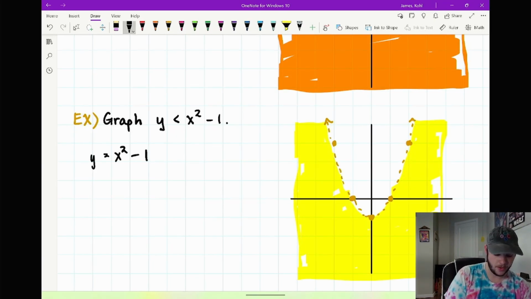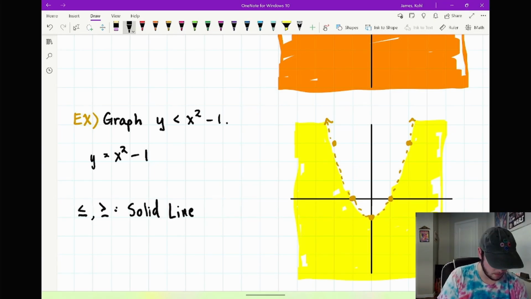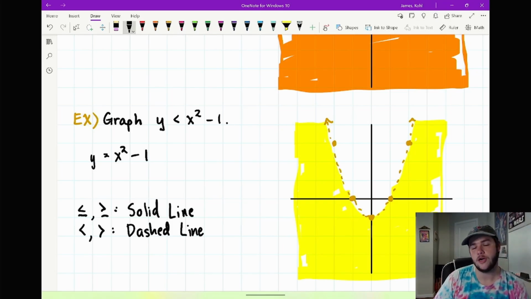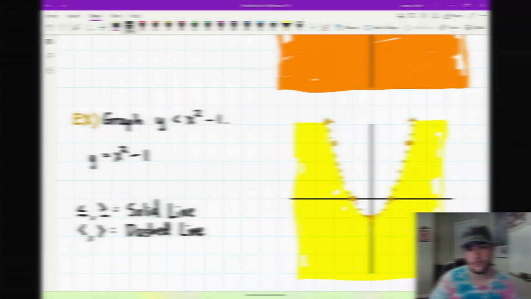So remember, if you have less than or equal to or greater than or equal to, we use a solid line to indicate the line is actually a part of the solution. And with less than or greater than, we use a dashed line to indicate that the curve is not actually a part of the solution.